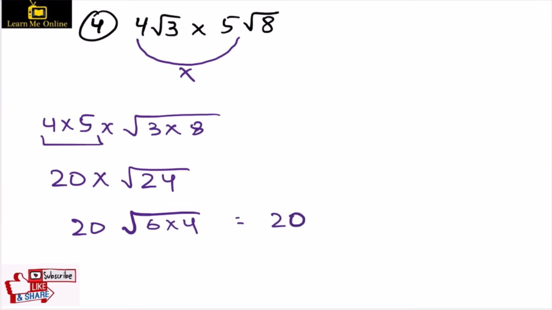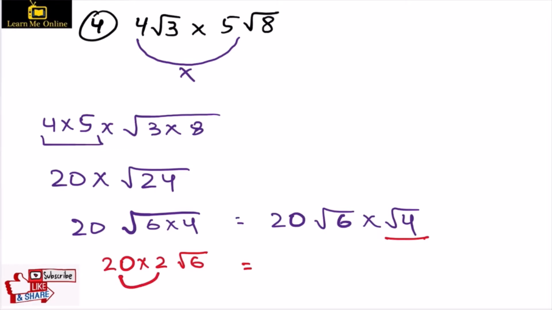So 20 remains as 20. Root 6 and root 4 can be written separately. Because 4 is a square number, it can be written as 2, so we have 20 times 2, and this square root 6 remains the same. Again, we multiply the numbers written outside the square root together. 20 times 2 would be 40, and the simplified answer would be 40 root 6. Don't forget to check the number at the end again: the number written in the square root should be in simplified form, which means you can't further split it into any square number multiple.